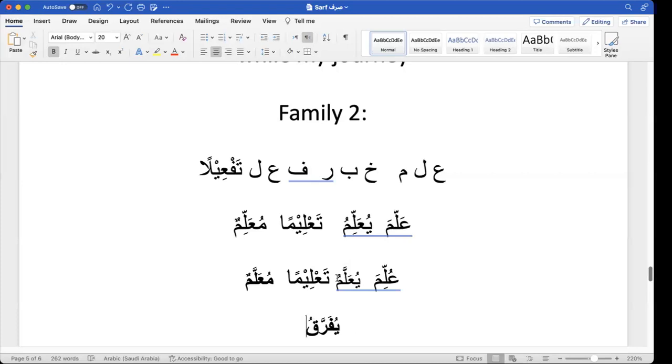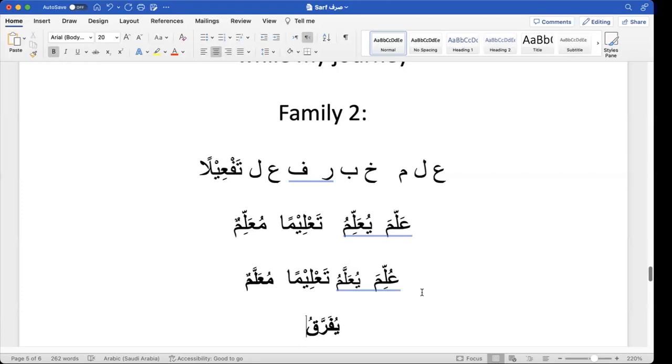So from there you can imagine yu'allamu, yufarraku. Oh, it looks like this. Yu'allamu, yufarraku is family 2. Now from this word you got the family. It is the majhul of the fil muzari of family 2. Can you get the root of this?